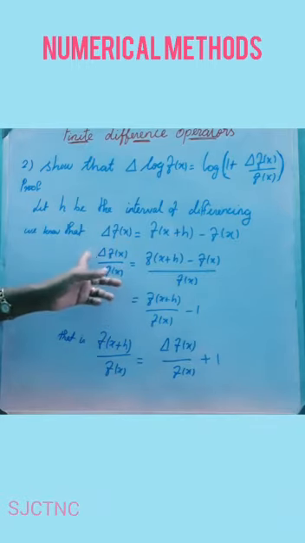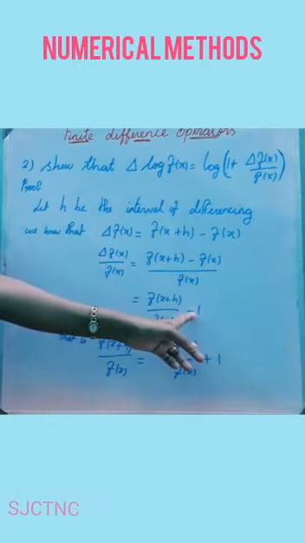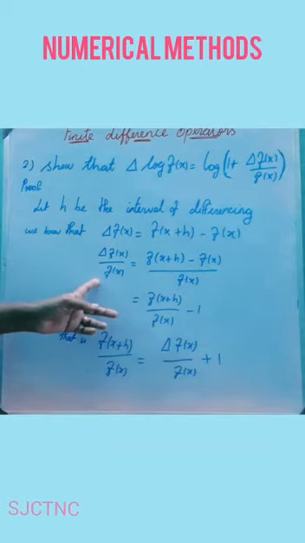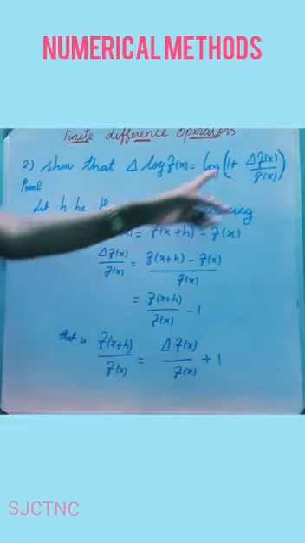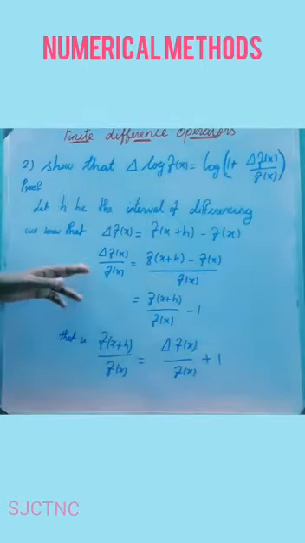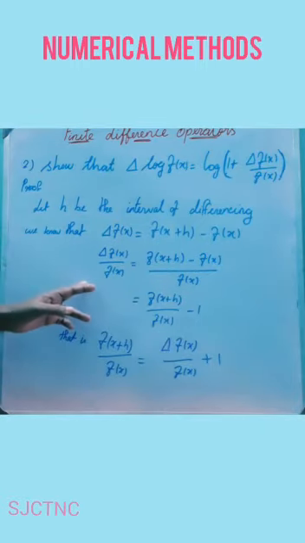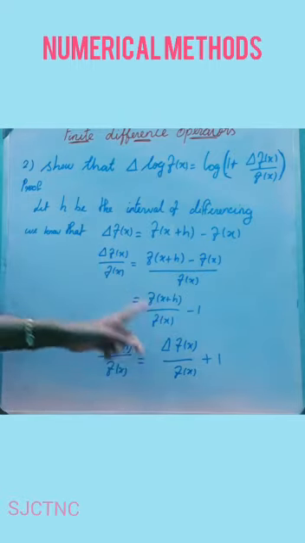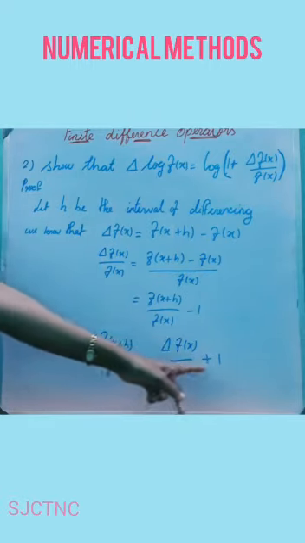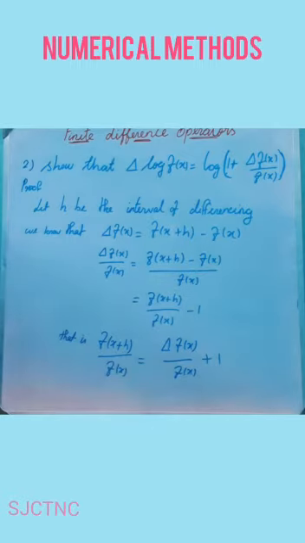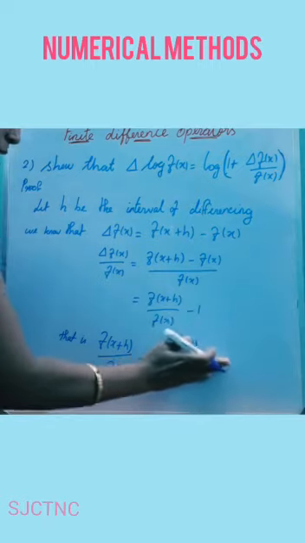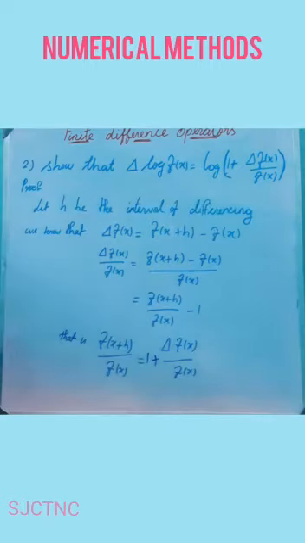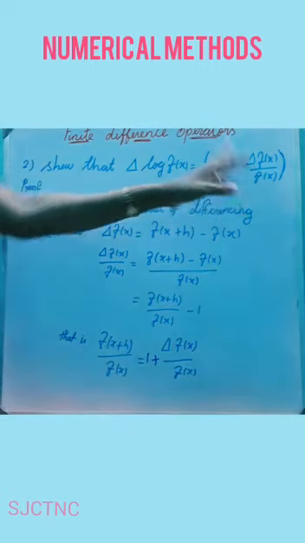I have taken the minus sign to the left hand side because we need this type of fraction only. So f of x plus h divided by f of x equals del f of x divided by f of x plus 1, or we can write 1 plus this fraction. So we are getting into the fractions.